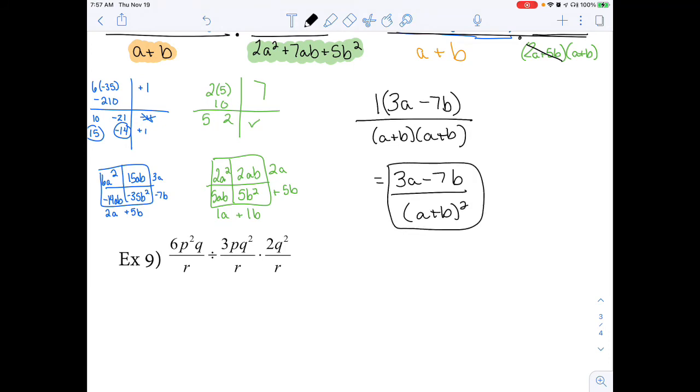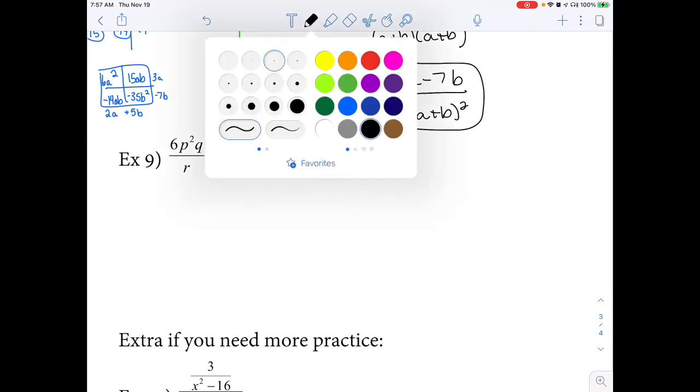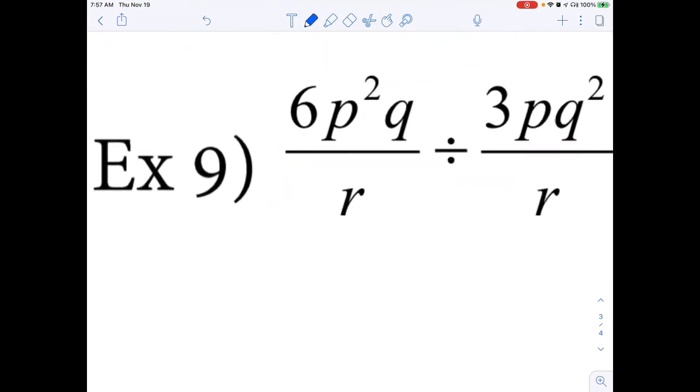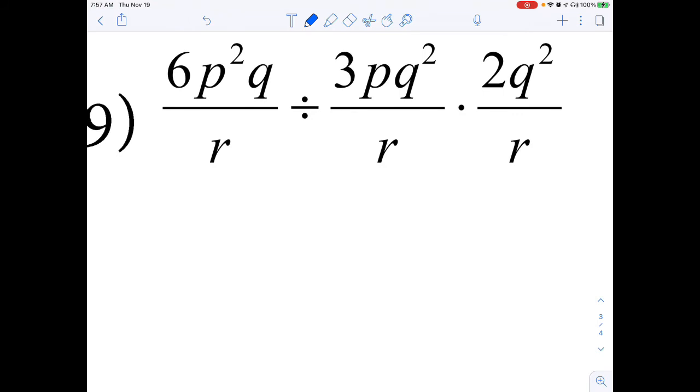All right. Now, example 9, you should be able to say they are all monomials. So I have nothing special to do. In example 9, there's no box or anything. These are just straight up multiplying and dividing. So keep the first fraction. Don't change it because it's the first fraction.